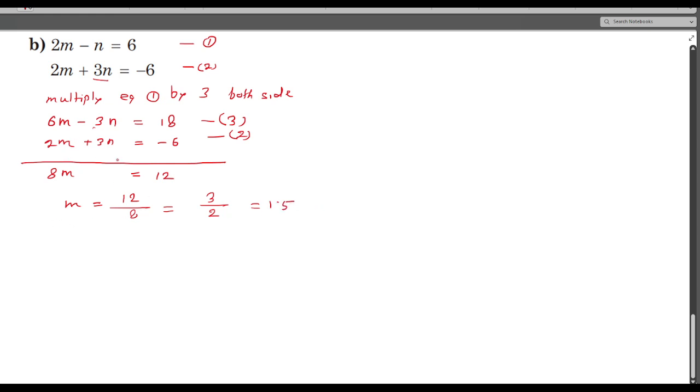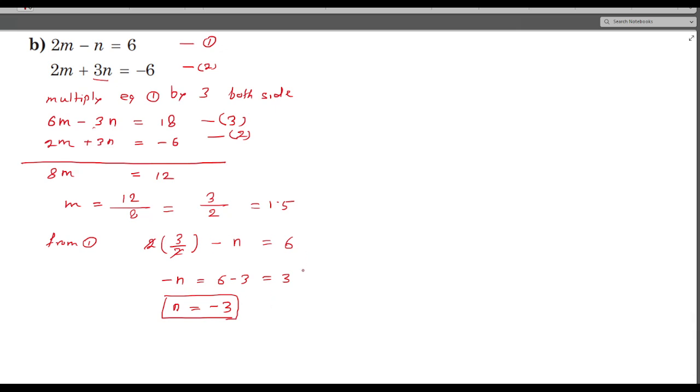Now once I get the value of m, I will substitute this value in any of the equations. So from equation 1, 2 times m, which is 3 divided by 2, minus n is equal to 6. So this 2 will cancel, and I have minus n is equal to 6 minus 3, which is 3. I am multiplying both the sides by -1. Therefore n is equal to -3.